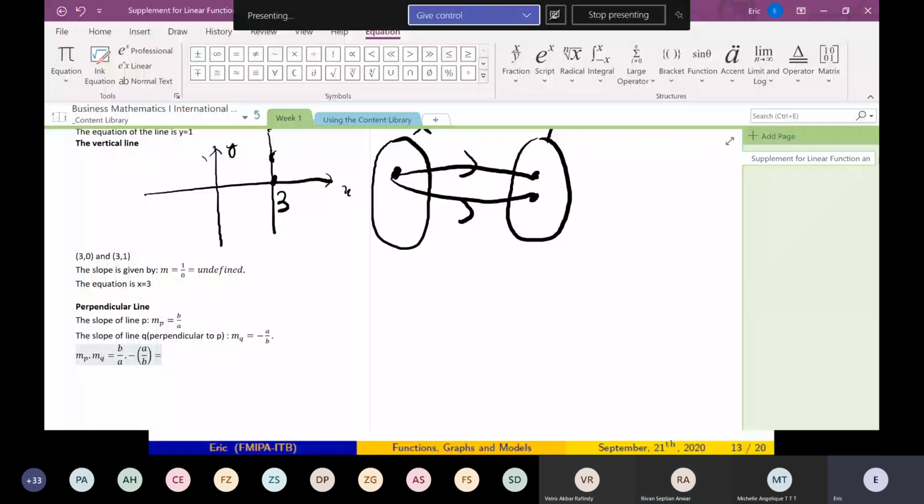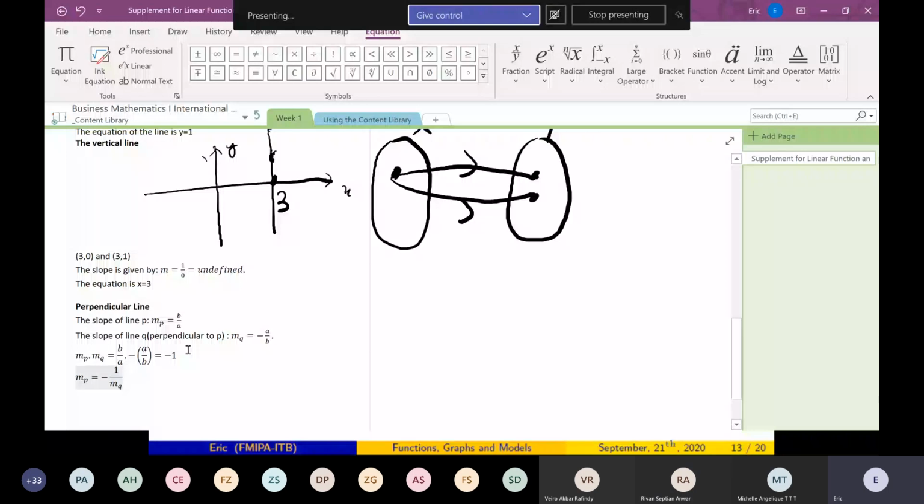So how do you calculate this? First of all, the sign: plus times minus will give you minus. B over A times A over B, you can cross this out. B over B is 1, A over A is 1, so you have minus 1. Can you follow me? So MP should be minus 1 divided by MQ.